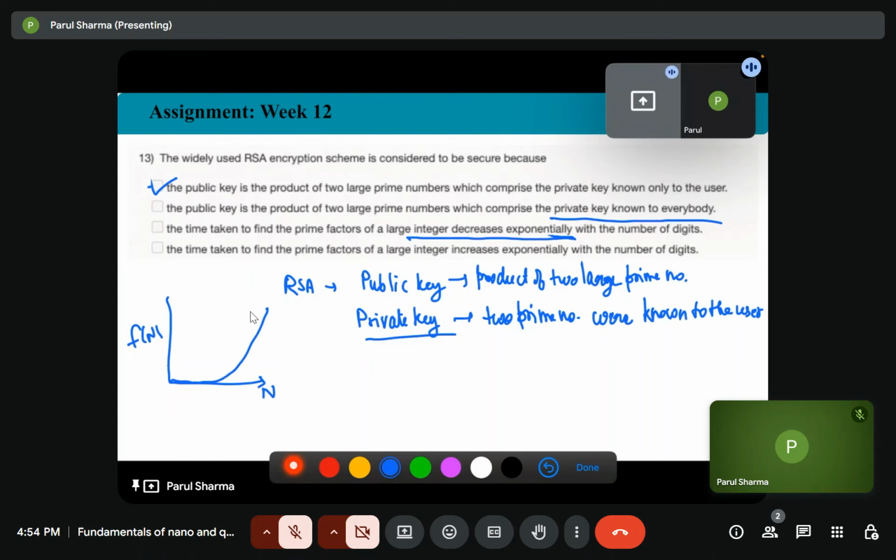The last statement is: the time taken to find prime factors of a large integer increases exponentially with the number of digits. Yes, so with the number of digits, the prime factors of a large integer increases exponentially. So the options A and D are correct.